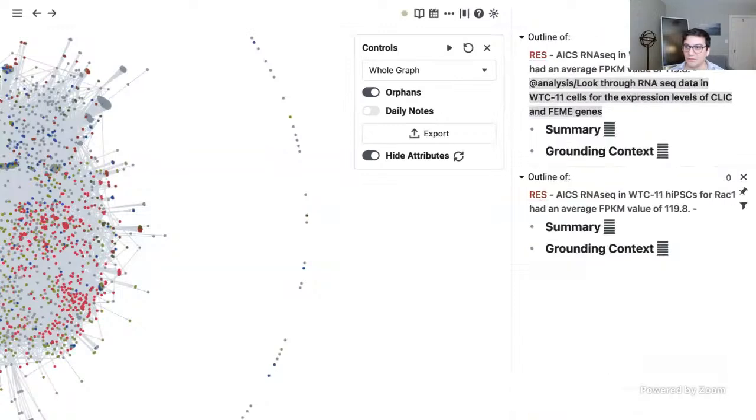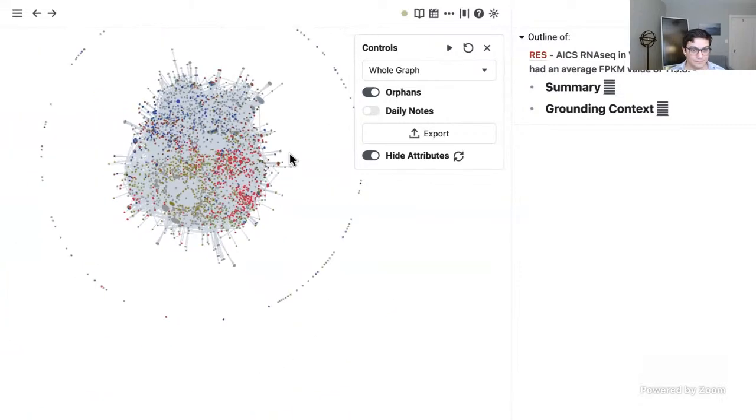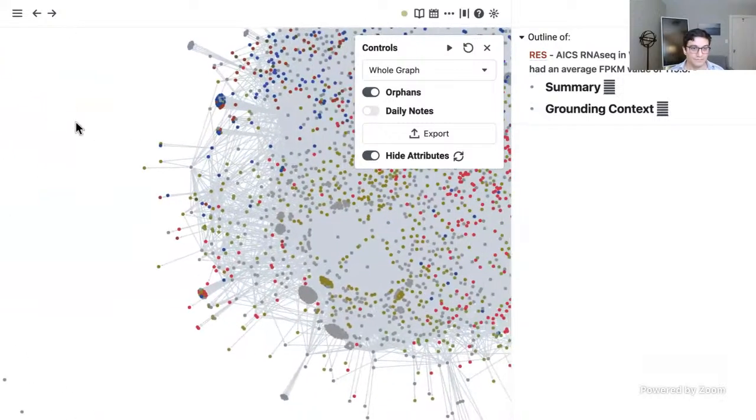So we should be expecting a lot of these kinds of nodes if people are using the tool for uploading the ideas and looking for connections maybe later on.